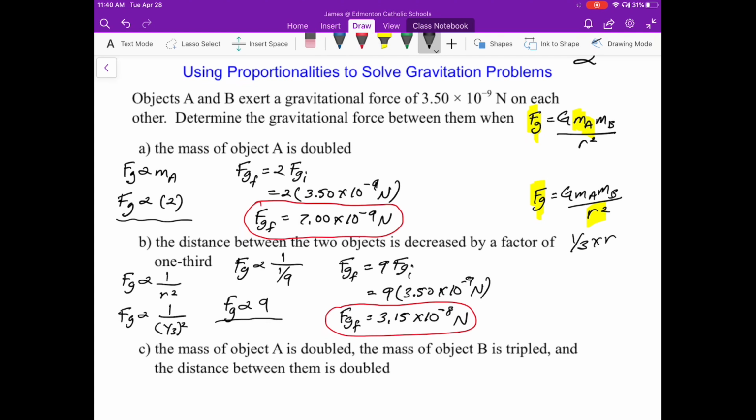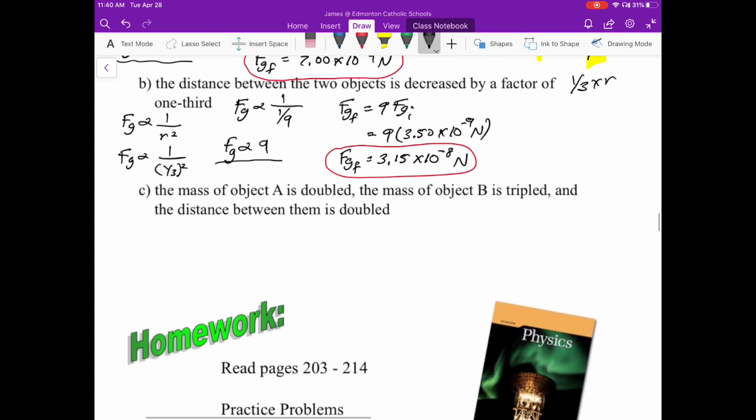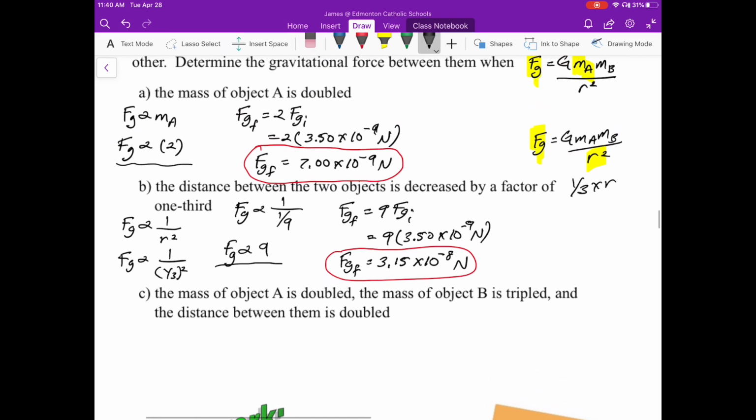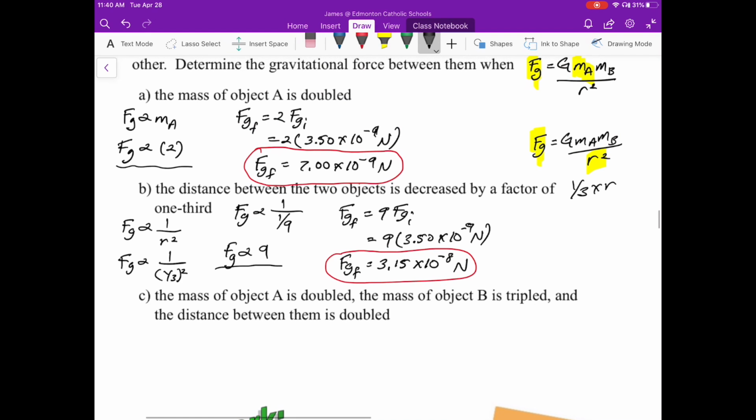Last one. So we're changing 3 things now. The mass of object A is doubled. The mass of object B is tripled. And the distance between them is doubled. All right, so what we're doing is we're changing both masses and we're changing the distance. So changing 3 things at the same time.